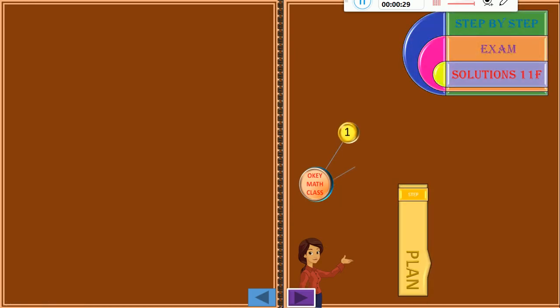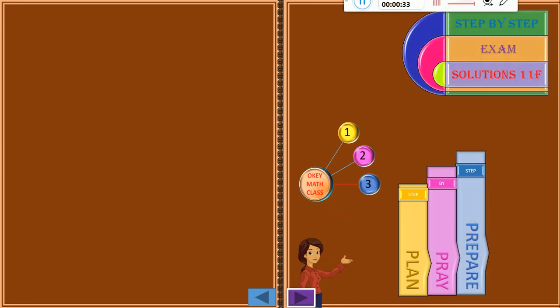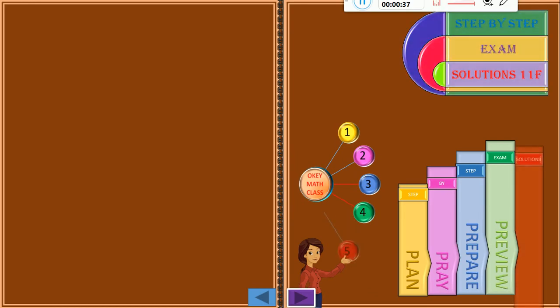Step number 1, plan. Number 2, pray. Number 3, prepare. Step number 4, preview. Step number 5, perform.